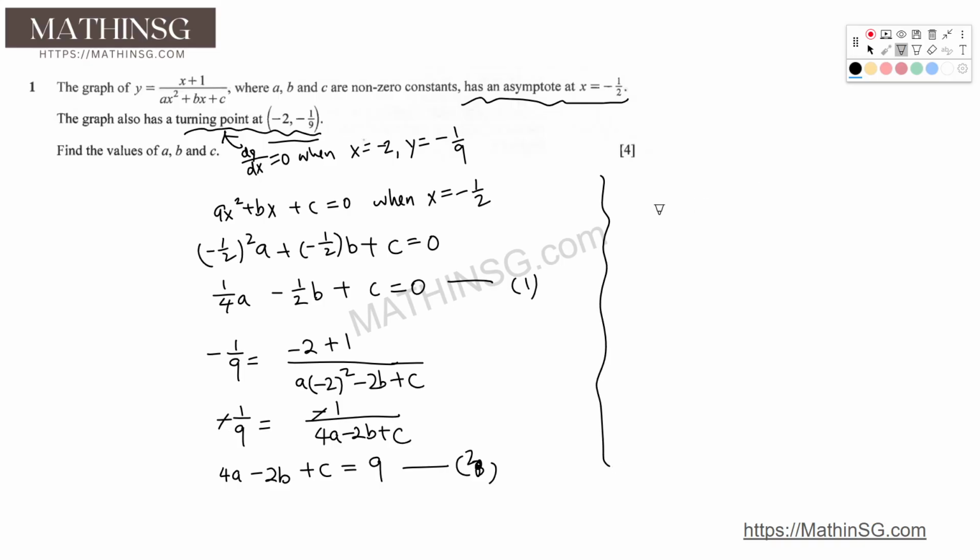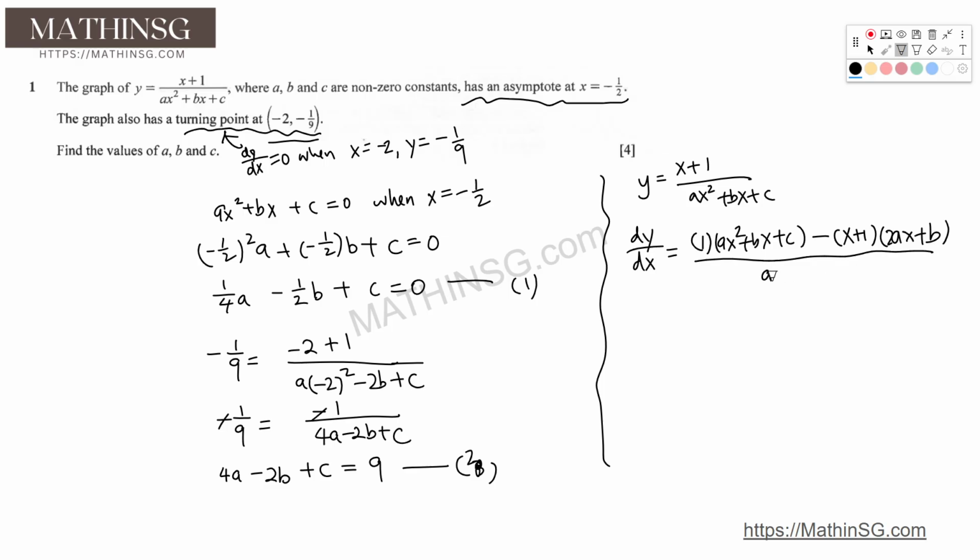So y equals to x plus 1 over ax squared plus bx plus c. For dy/dx, you can use product rule or quotient rule. I'll just use quotient rule. Differentiate x plus 1, I get 1. Then I copy the denominator. Then minus, copy the numerator and differentiate the denominator, which gives me 2ax plus b, over ax squared plus bx plus c, all squared. And I know that when x is equals to minus 2, dy/dx is equals to 0.